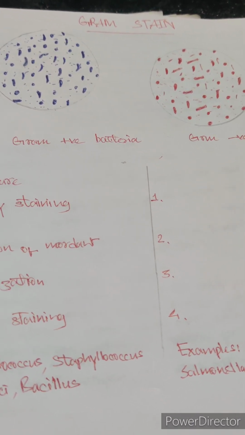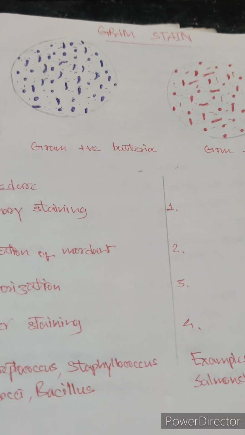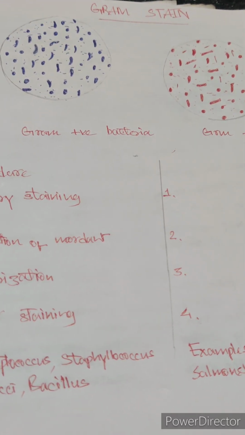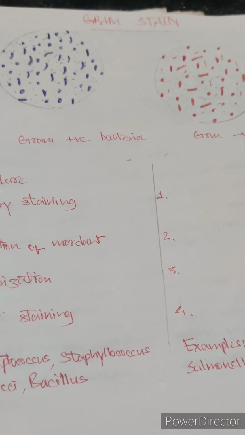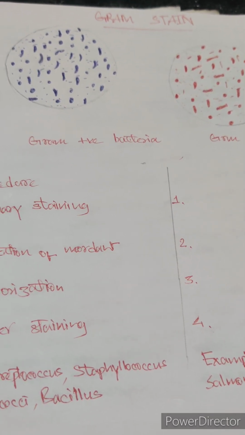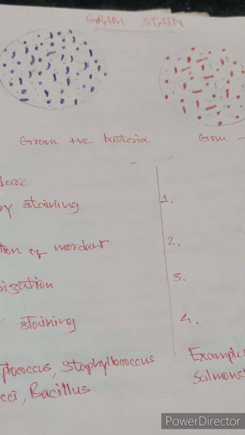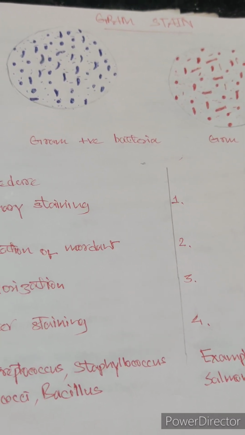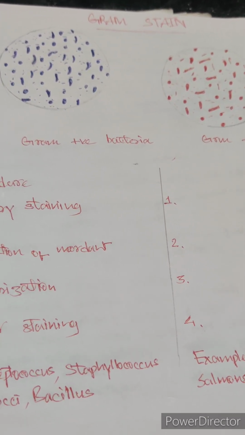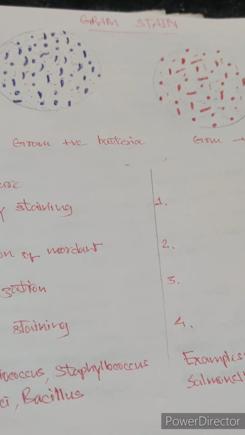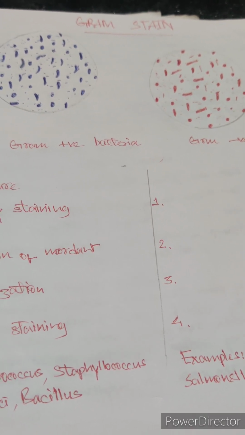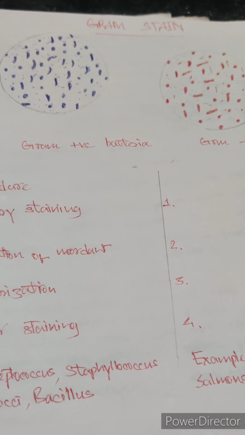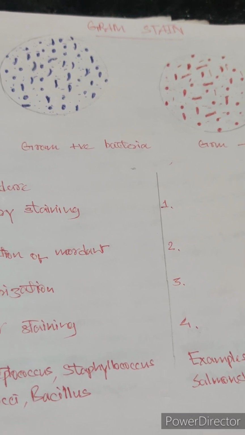So the staining of bacteria is basically divided into two types, that is vital staining and supravital staining. As we have studied earlier, in vital staining we don't kill the bacteria, whereas in supravital staining we kill the bacteria and fix it. So that was the vital and supravital staining. Under the supravital staining come the different types of staining techniques.